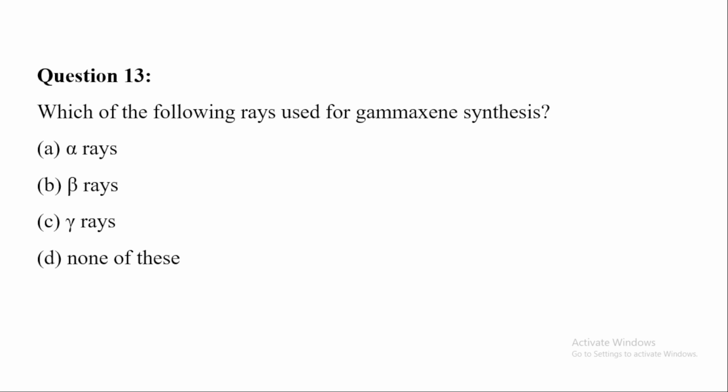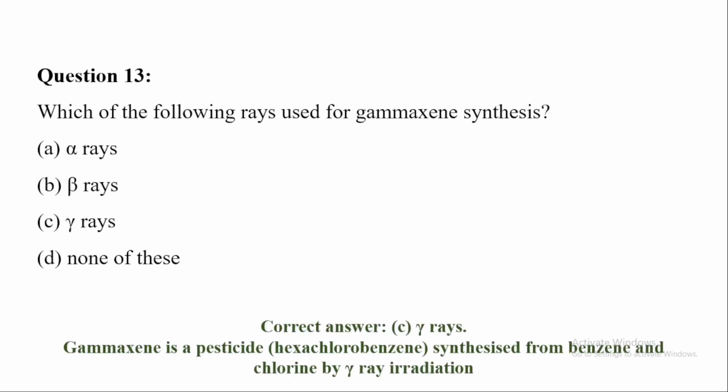So, question number 13. Which of the following rays is used for gammaxine synthesis? The answer is gamma rays. It is in the name of the compound also, gammaxine. It is called gammaxine because gamma rays are used for the synthesis of this.